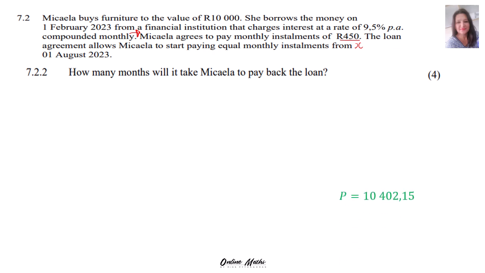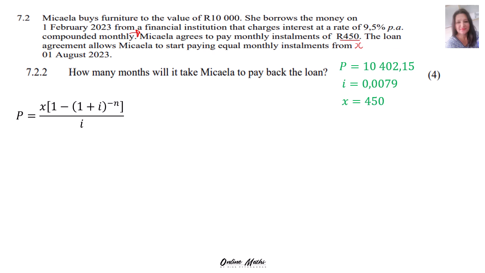So now, first of all, from the previous slide, we know that the value of the loan was 10,402 Rand. Our i, with all the adjustments, is 0,0079, and now we know X, the regular monthly payments. So the appropriate formula to use here is this grade 12 formula. We call this one the present value formula. And please don't copy this one incorrectly from the formula sheet. So now we can substitute.